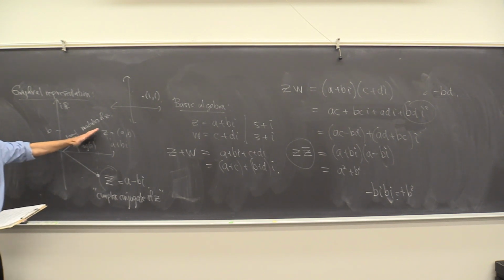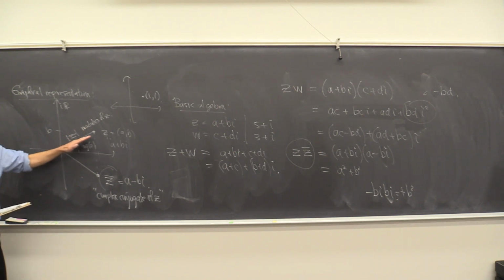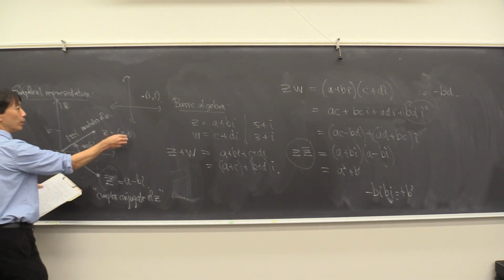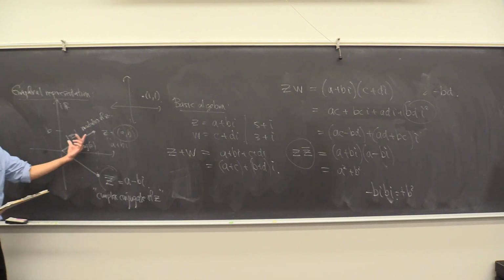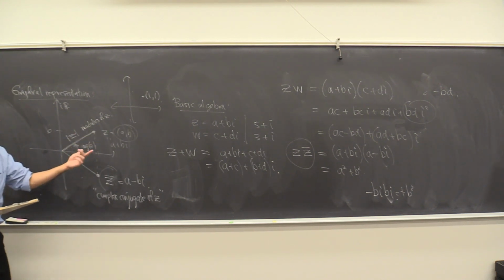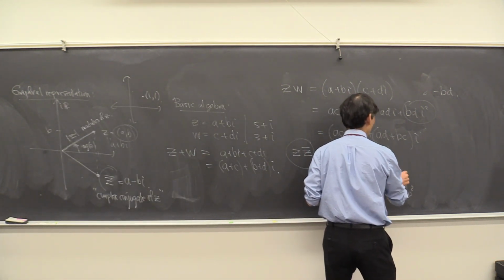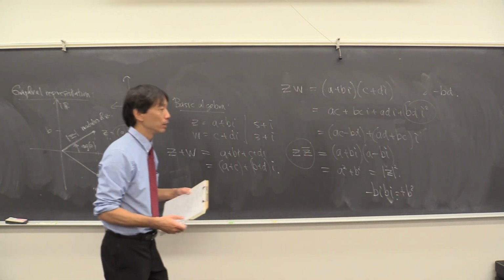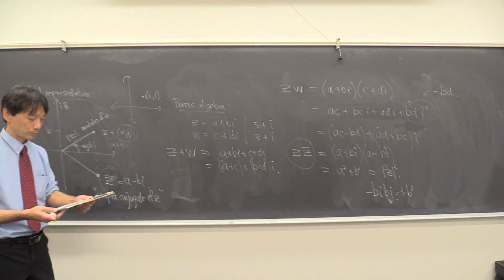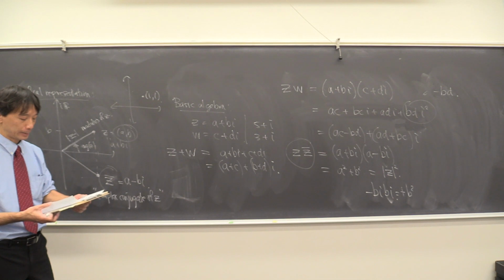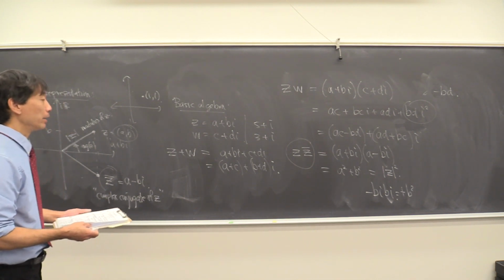Okay. A squared plus B squared, which geometrically is the square of the modulus. Remember what the modulus is, it's the distance from the origin. The distance from the origin of this point AB is the square root of A squared plus B squared. So you notice that this thing is actually the square of the modulus.